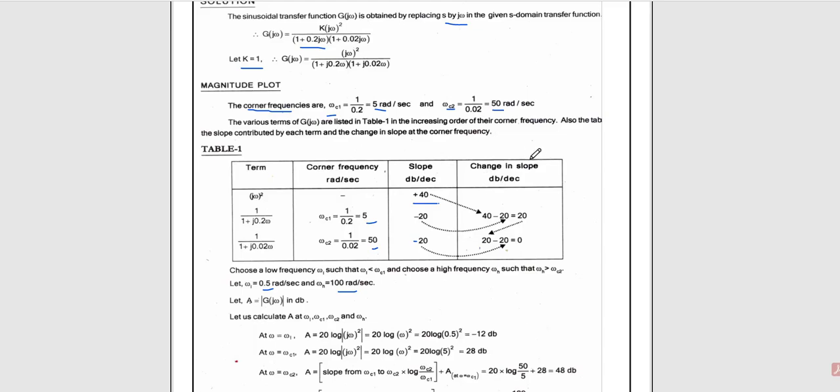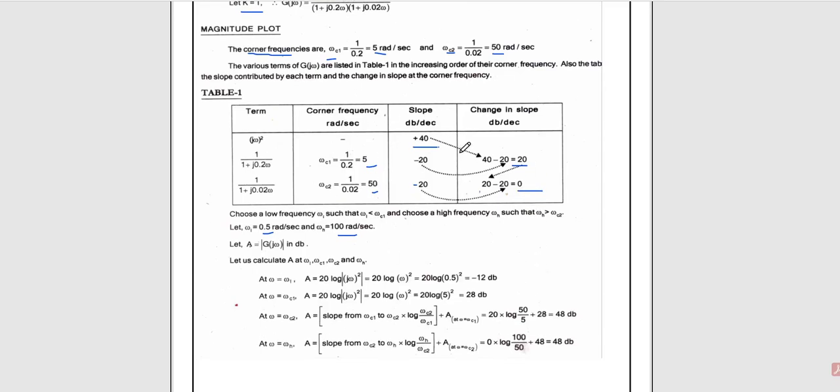Now we have to find the change in slope. Plus 40 minus 20 gives 40 minus 20. We have to add these two, and we get plus 20. Then 20 minus 20 gives 0. So this is the change in slope.